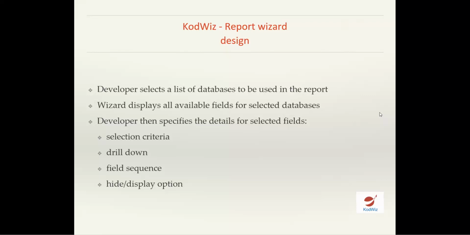If you watch the video, you could see the developer select the list of databases that is going to be used in a program. Then it will show you all available fields in a database. And then as a developer, you specify which field will be a selection criterion, which will be drilled down, and which will be hidden. And you just click on a button to generate, and it will generate code for you.